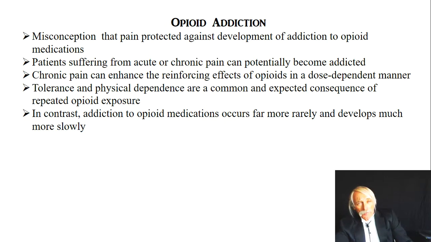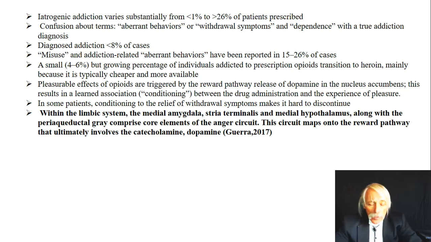So it's a process. So the iatrogenic addiction varies substantially. When you look at the data, iatrogenic means, that is the administration of it, right, from the medical profession. And the amount of addiction you really see is all the way down less than 1% to almost a third of all patients prescribed. So why this huge variation?